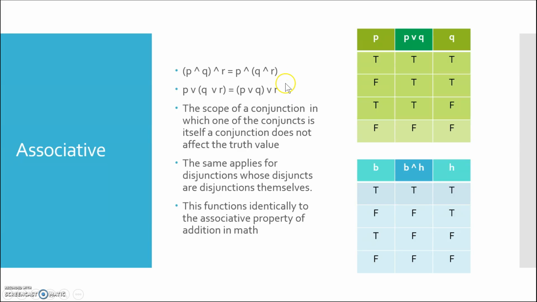Keep in mind, the associative property only applies to conjunctions and disjunctions which have conjunctions or disjunctions as part of them. Notice this does not apply when you have a main operator of a conjunction and a subordinate operator of a disjunction. They both must be the same.